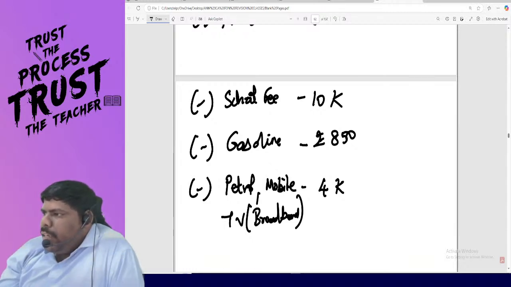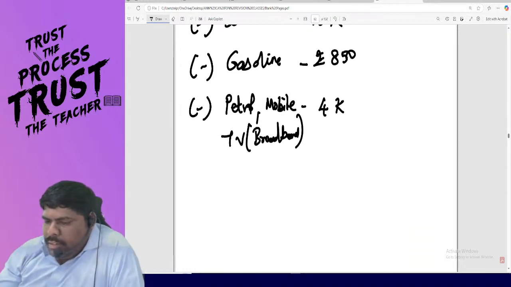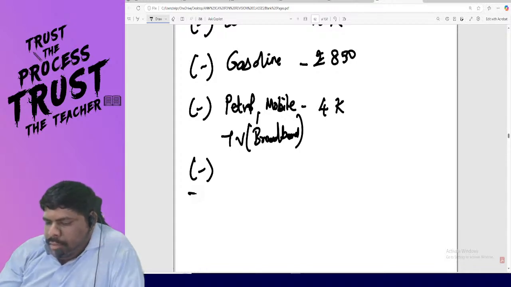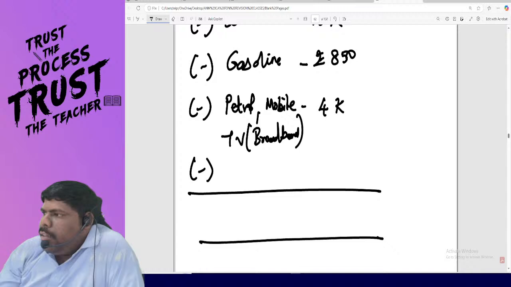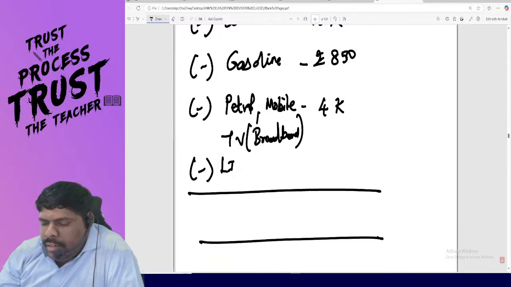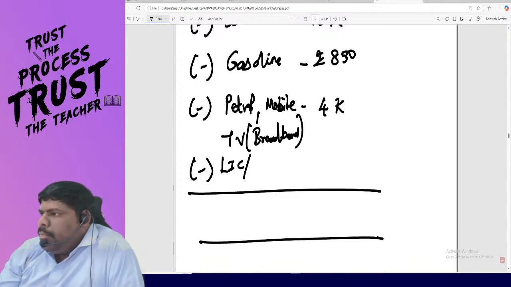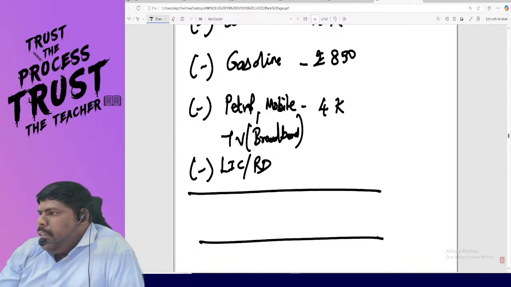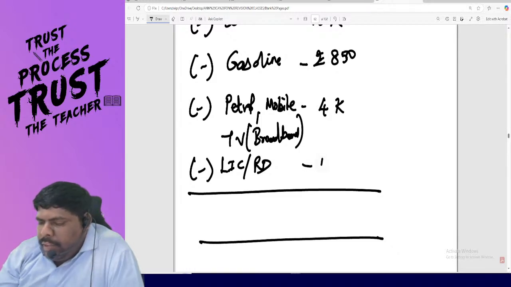See, I'm just giving a rough example. Apart from this, there is one more expense. See, we might spend some money on insurance, RD, recurring deposit. A normal family, apart from a monthly income, will keep some amount for their own financial benefits. We'll have this at some 5K.